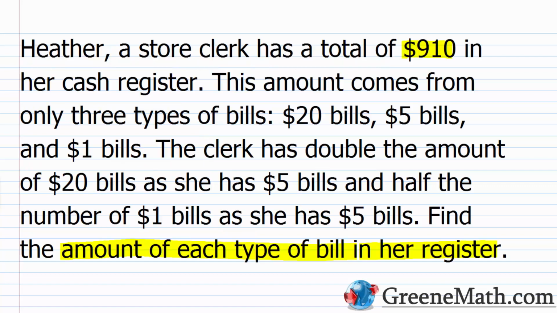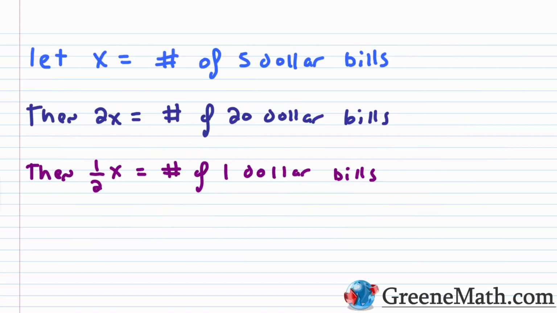So let's go back up. It says a store clerk has a total of $910 in her cash register. Where the problem comes in, a lot of students at this point are used to summing what they have and setting it equal to that value. You see a lot of people do this. They'll say, x plus 2x plus 1/2 x is equal to 910. This is not the correct equation. Why is that the case? What I have on the left is the total number of bills that she has, between the $5 bills, the $20 bills, and the $1 bills.